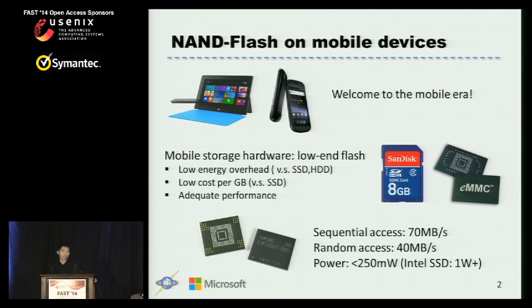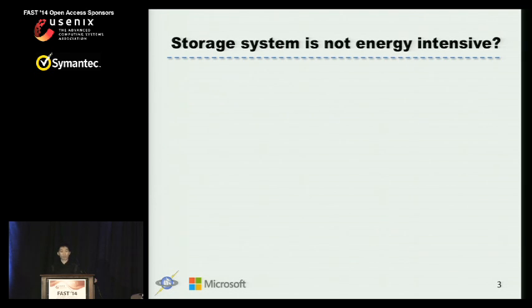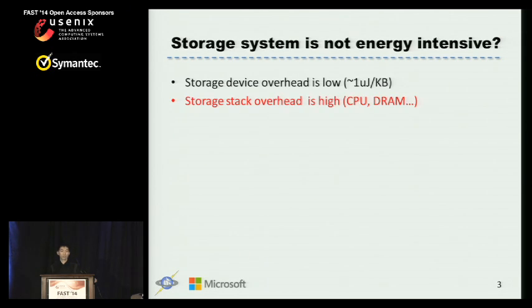And probably because of that, the conventional wisdom holds that the storage system is not energy intensive. However, during this presentation, I will argue that is a mistake. That is a long-standing mistake. We concede the storage device overhead is pretty low. It's just less than 1 microjoule per kilobyte. However, the storage stack overhead is high. The storage device is only part of the storage stack. The device overhead is low, but it doesn't mean that the storage stack overhead is also low, if you take into consideration that the CPU and memory need to coordinate to support the I/O operations.